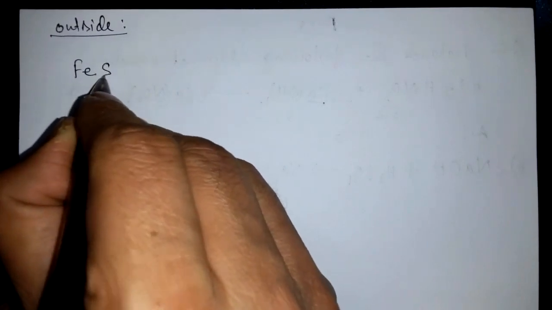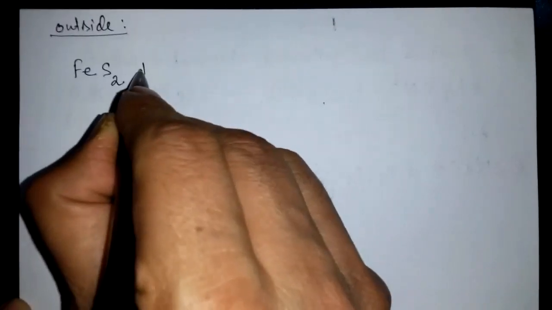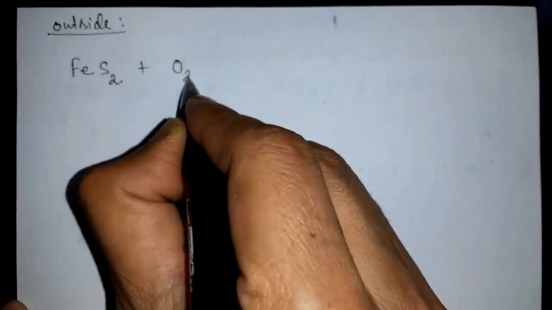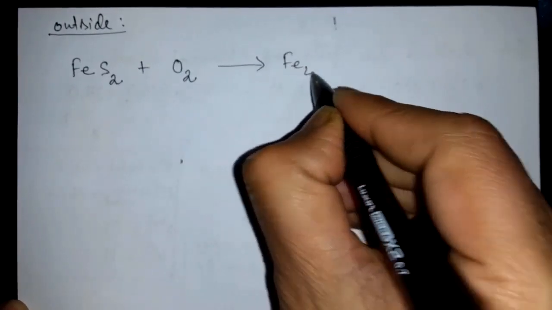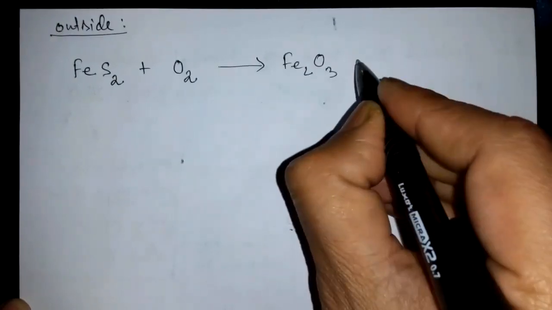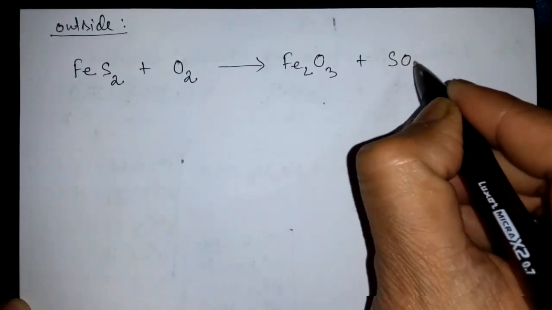Let us try one more balancing from outside. The difficulty level will increase a little. Suppose FeS2 plus O2 gives Fe2O3 plus SO2.